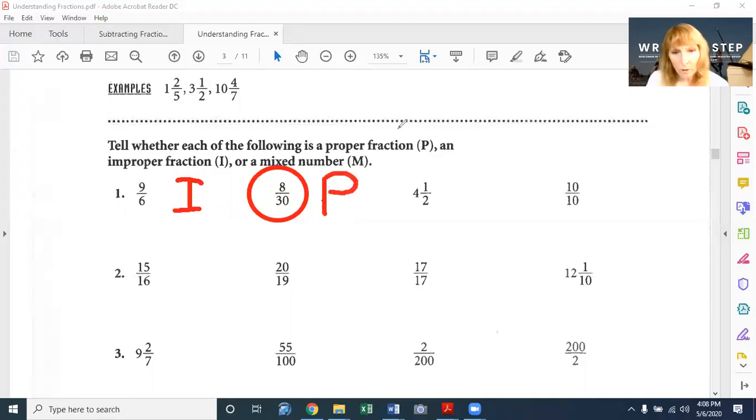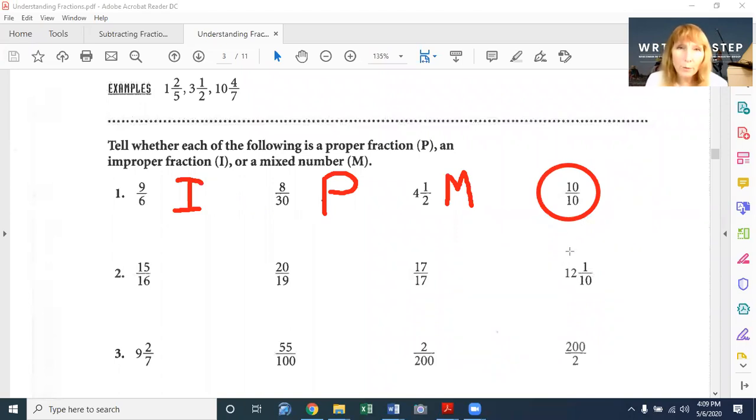Okay, what about the next one? 4 1/2. What is that called? Right, it's got a whole number 4 and a fraction part 1/2, so that is a mixed number. And then what about 10/10? This one right here. Is that an improper? Is that a proper? Or is that a mixed number? Well, is it improper? Well, the 10 is not bigger than the other 10, right? They're both the same. They're both equal.